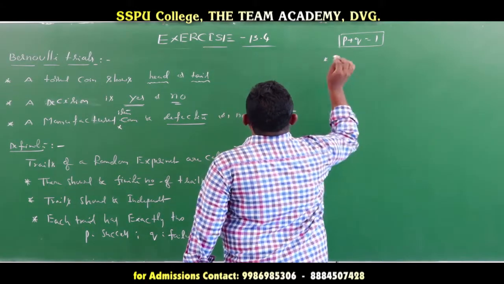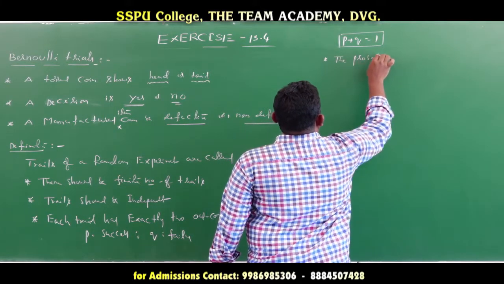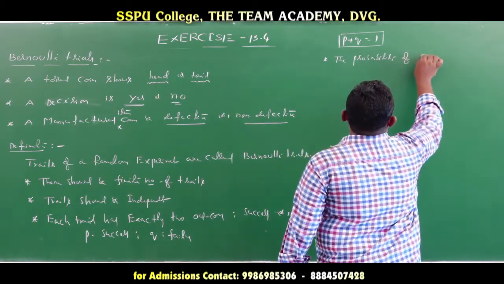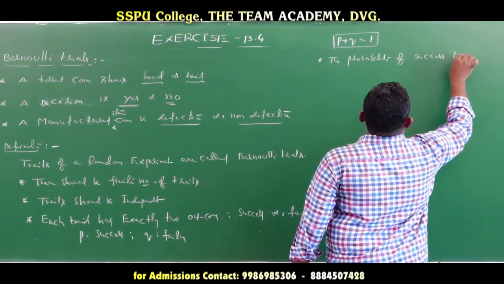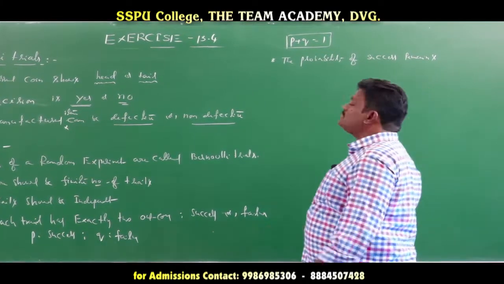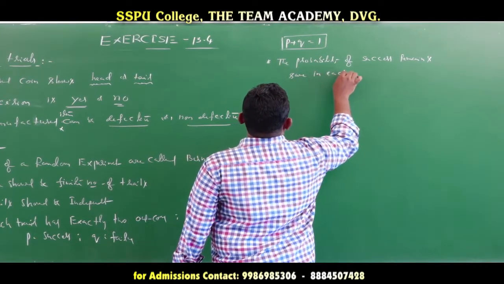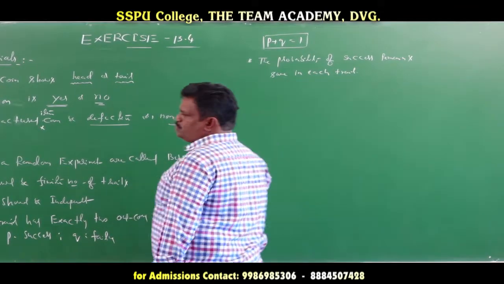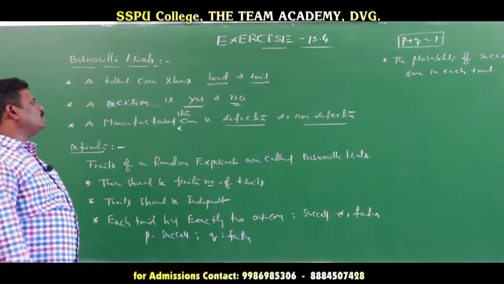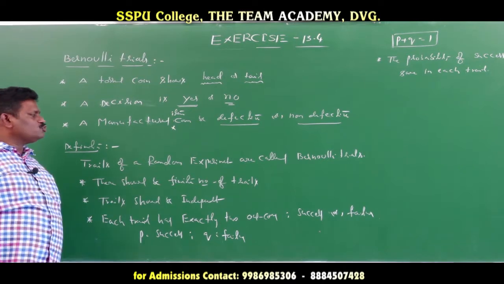Fourth point: the probability of success remains the same in each trial. So generally, the trials of a random experiment are called Bernoulli trials if they satisfy these four conditions. First, there should be a finite number of trials.